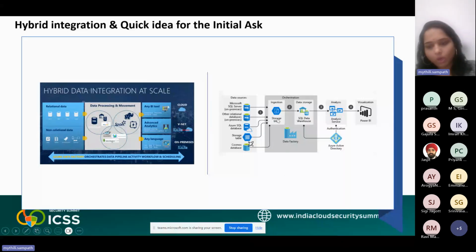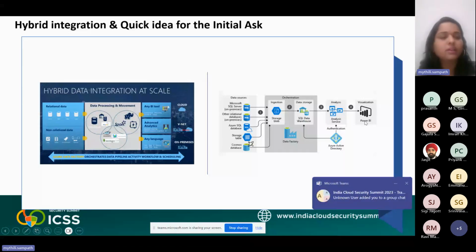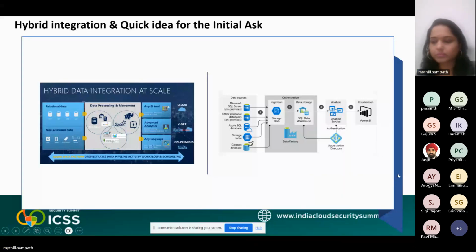We can store it in the blob and we can do all the process. And then we can push that information to the process to transform information into a SQL data warehouse or anything, whatever SQL table or whatever solution they come up with, that can be pushed into the analysis service. And finally, they can build a Power BI report or a recommendation engine, whatever they want out of it. This is a quick solution.